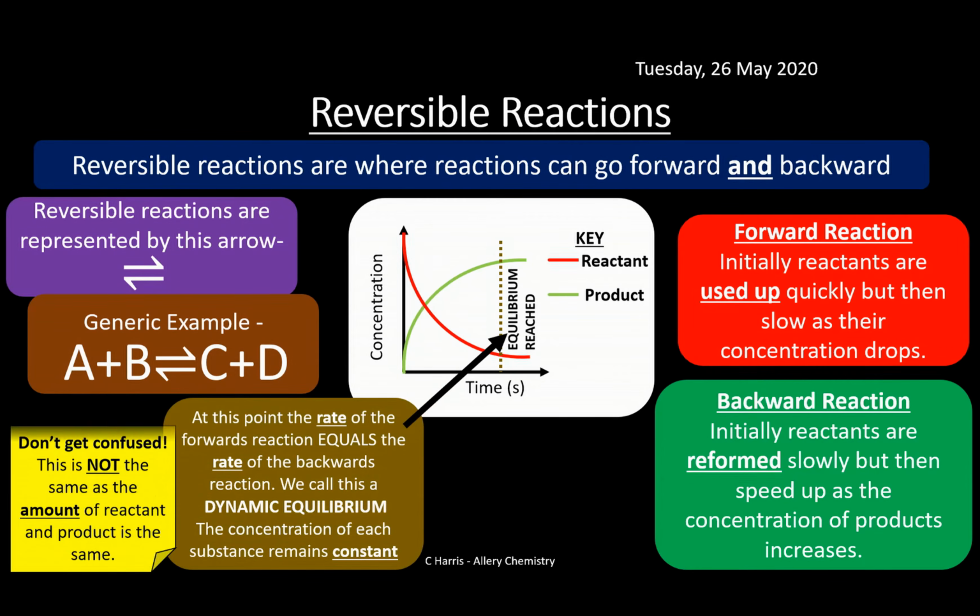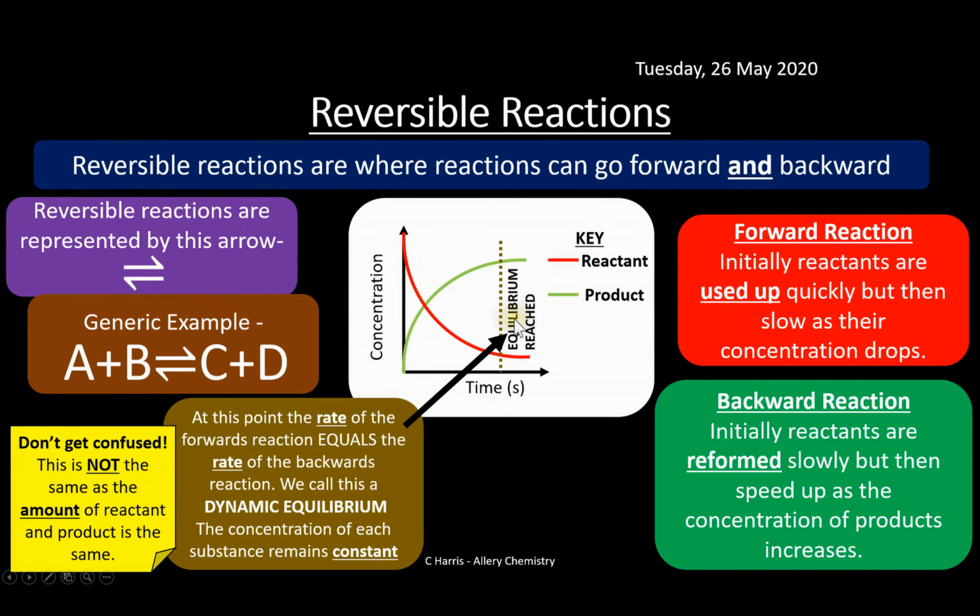The point at which both of them start to plateau, which is here, in other words, the concentrations of them are not changing, is where equilibrium is reached. We call this a dynamic equilibrium. The concentration of each of the substances remains constant.